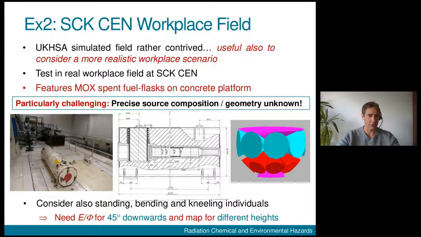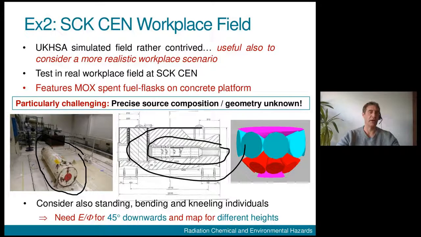So we know that we can see outside, we have a concrete platform here, and we have these great metal pigs inside it with the fuel flask. And we think those cylinders are made of lead, and there's fuel somewhere inside it, but we're not exactly sure what the source term is. So that's an additional challenge.